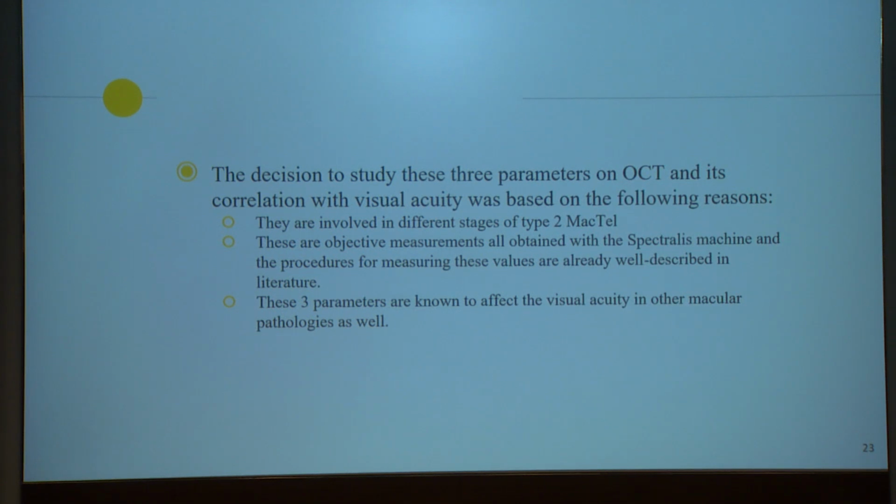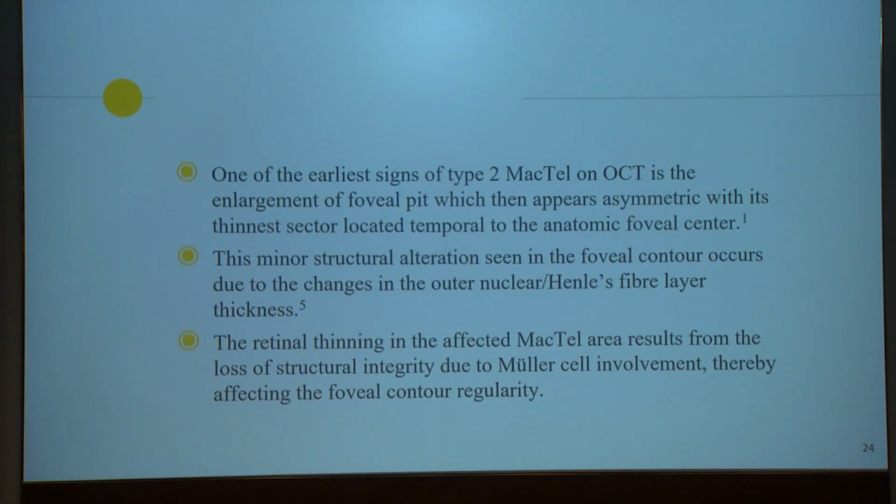The objective measurements were all obtained with a Spectralis machine, and the measured values were all well described in the literature. These three parameters are known to affect visual acuity in other macular pathologies as well. One of the earliest signs of type 2 MacTel on OCT is enlargement of the foveal pit, which then appears asymmetric with the thinner sector located temporally to the anatomic foveal center.